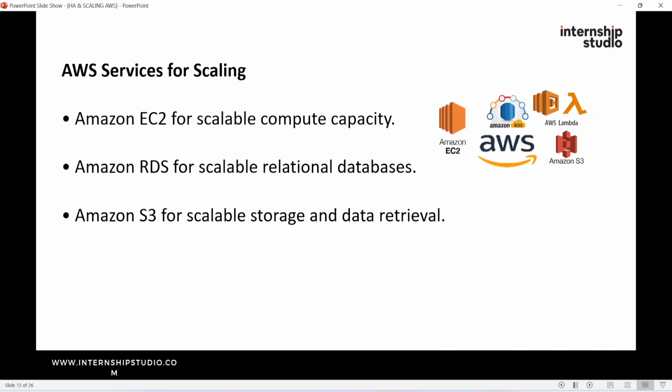Coming to our S3 for scalable storage, we have object storage. S3, as we already know, is designed for the scalability of object storage. It automatically scales to accommodate virtually unlimited amounts of data. Next is, already we know, the buckets. You can create multiple S3 buckets to organize and scale your storage requirements based on different projects or departments.